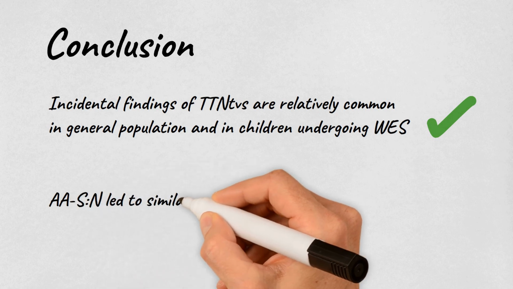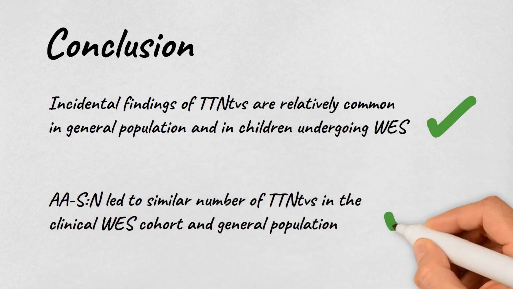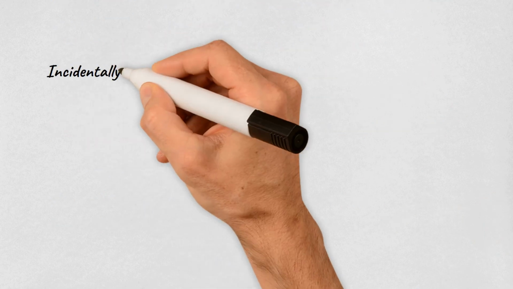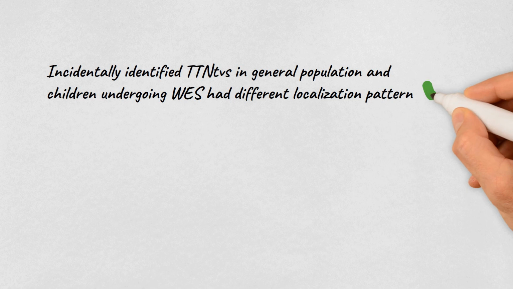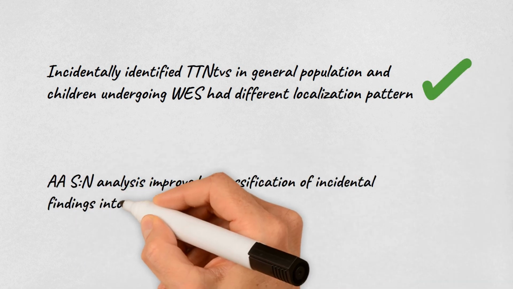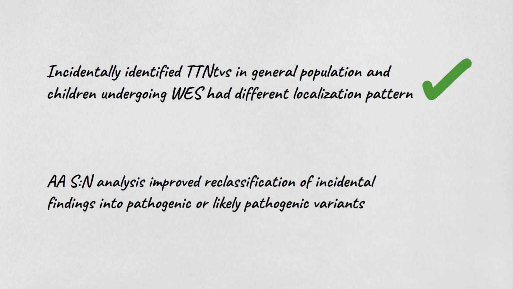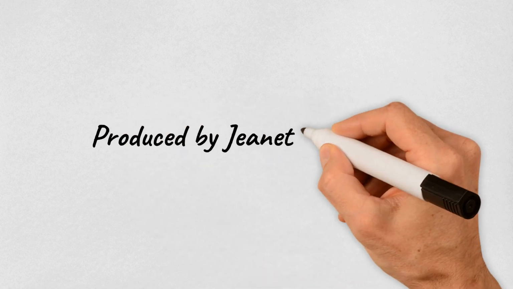children undergoing exome sequencing. The use of amino acid level signal-to-noise analysis found variants in the clinical exome sequencing cohort were similar to background variants in the general population, while variants found in cardiomyopathy cases had clearly different localization patterns. The use of amino acid signal-to-noise ratio may aid reclassification of variants with better confidence of those truly being pathogenic or likely pathogenic.